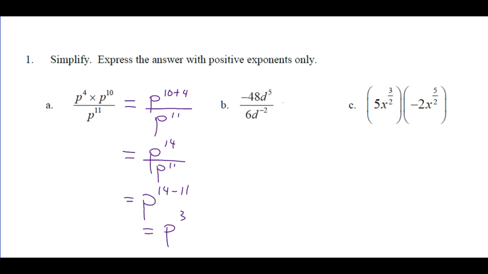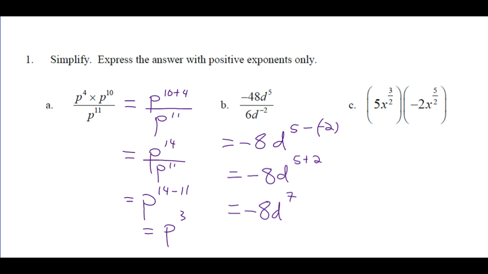6 divided by negative 48, so we get negative 8. Actually, let's just do this down here. Okay, so negative 48 divided by 6 is negative 8. d to the 5th divided by d to the negative 2 is d to the 5 minus negative 2. Subtracting a negative, you add a positive, so it becomes 5 plus 2, and we get negative 8 d to the 7th.